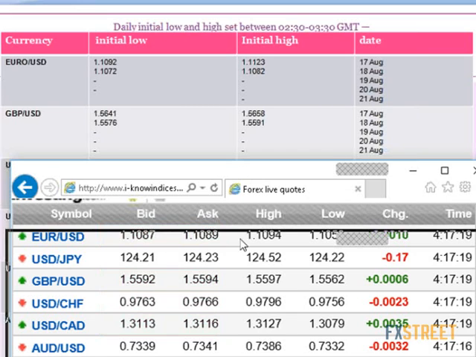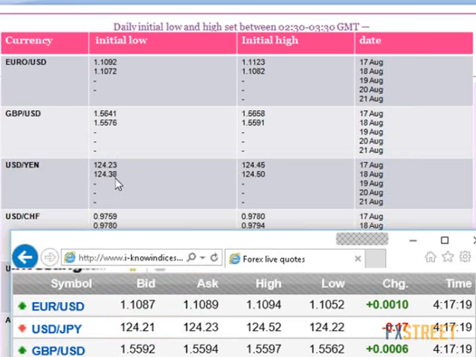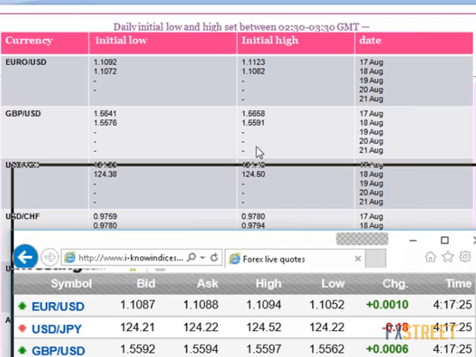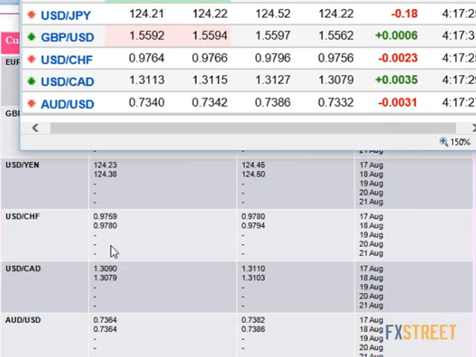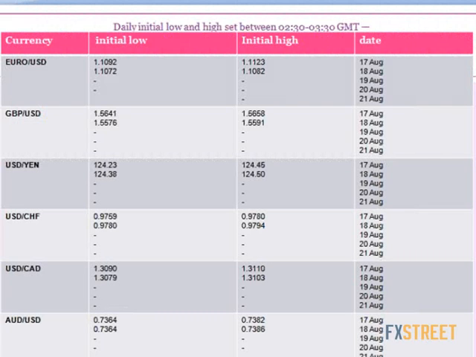Then in the case of yen, they are holding below 124.38 for more than 30 minutes. So they are likely to come down as a technical trade. Then in the case of CHF also, 97.80 is the initial low. They are holding below that. They are likely to come down. Then these are all the four currencies I am noting down.